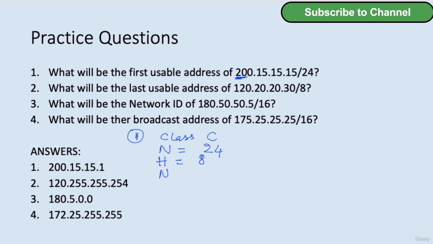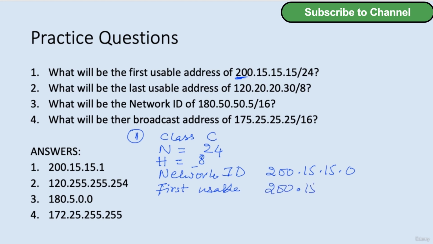So the network ID will be, we fill the host octet with zeros. The last octet is the only host octet. So the network ID will be 200.15.15.0, and the other thing is first usable. First usable address is always the next of the network ID. So it will be 200.15.15.1. So this is the solution of our first practice question.